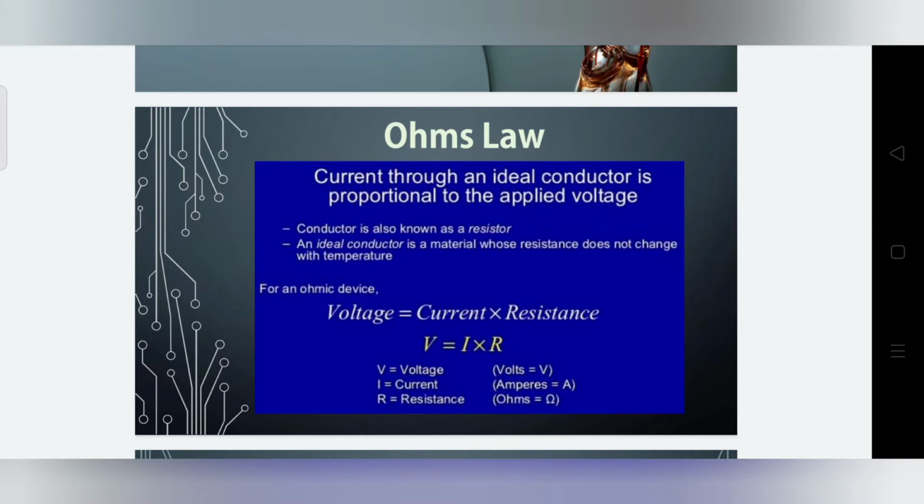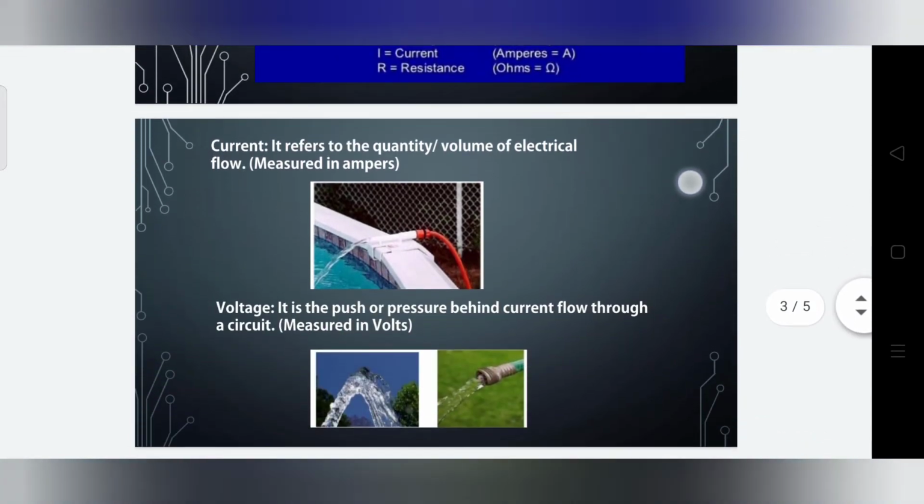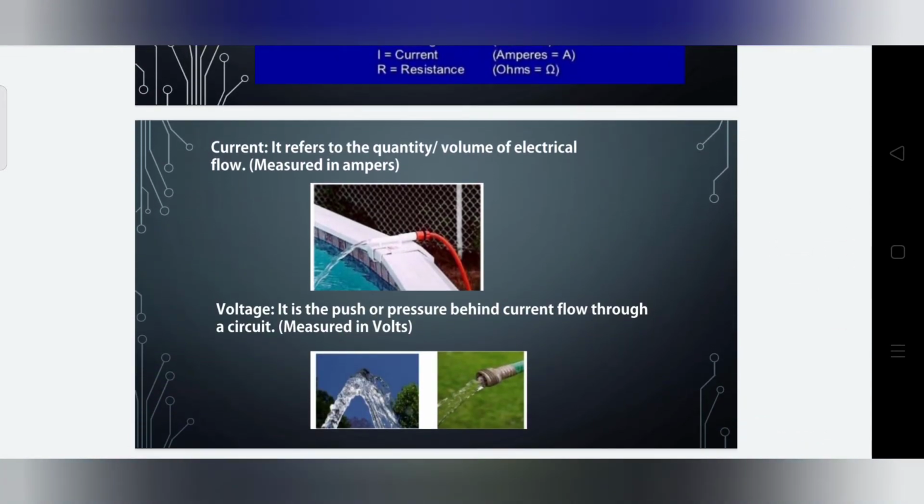Here we use the inverse of resistance, that is R, as the proportional constant. Then the mathematical form will become I is equal to V by R, or V is equal to I into R. Here, current refers to the quantity or volume of electrical flow. It is measured in amperes. As we all know, voltage is a push or pressure behind current flow through a circuit, which is measured in volts.